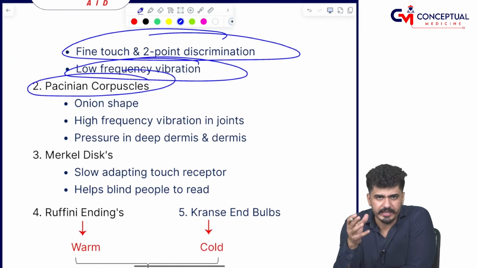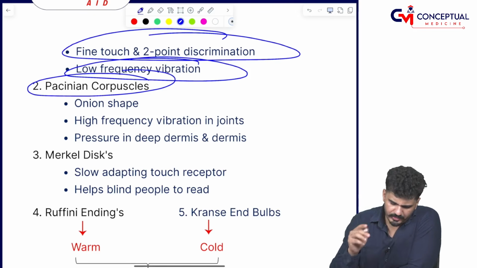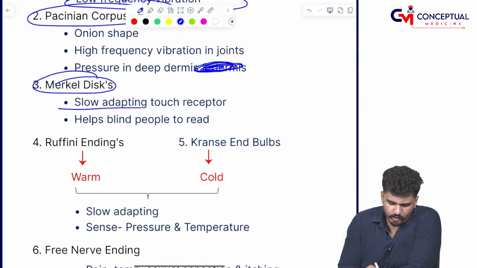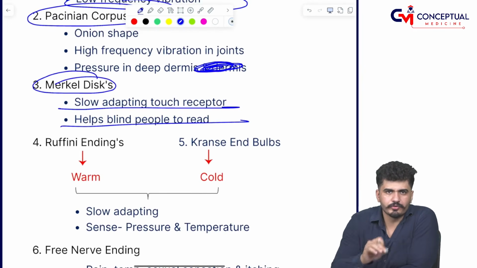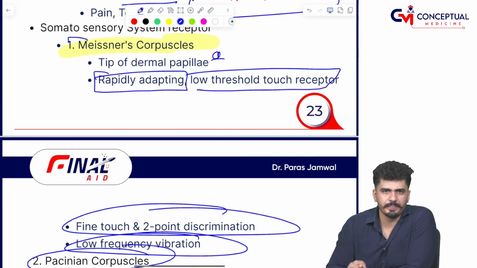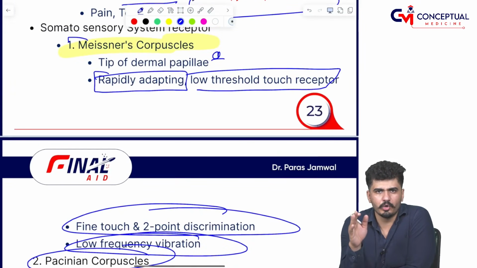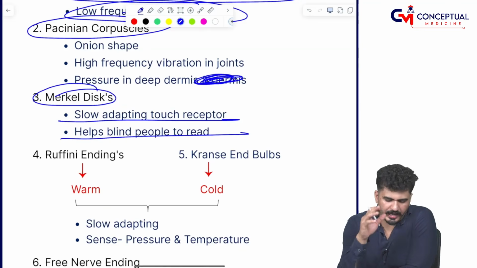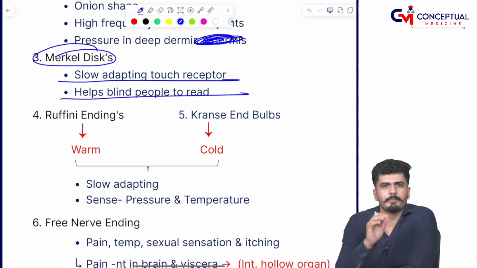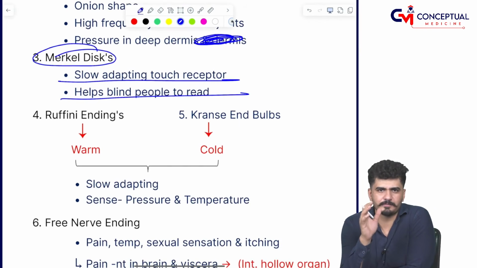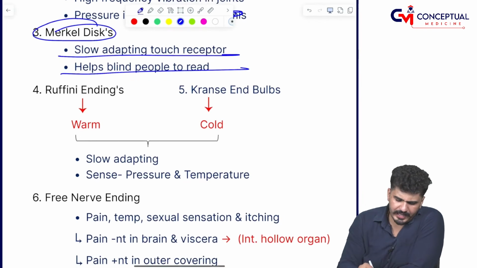Pacinian is like an onion, high frequency, and they are present in the joint, and pressure in your dermis only. Merkel cells are slow adapting touch receptors that help blind people to read. So three types so far we have learned. Rapidly adapting, low threshold, Meissner's. High frequency vibration in the joint, that is Pacinian, and your Merkel is slow adapting, that helps blind people to read.